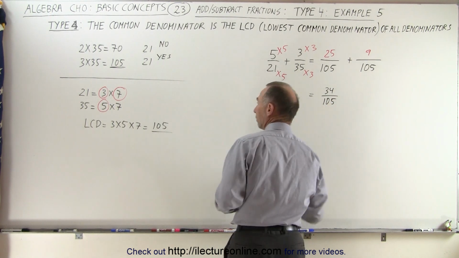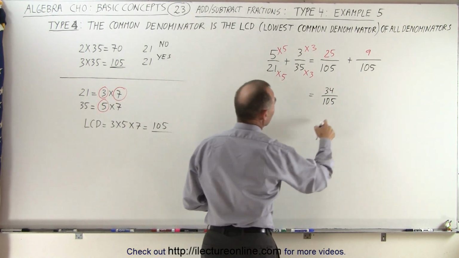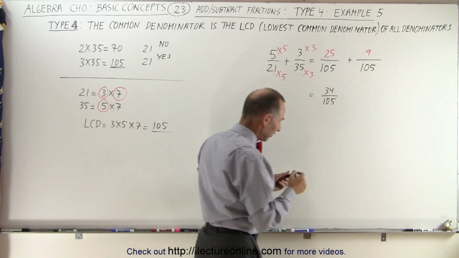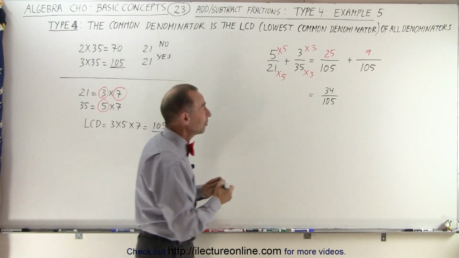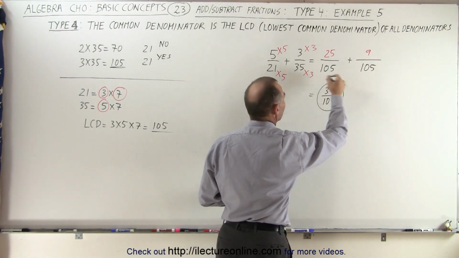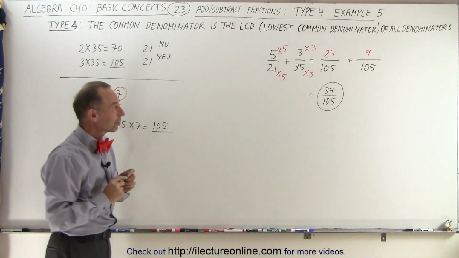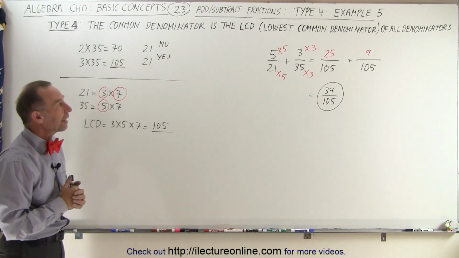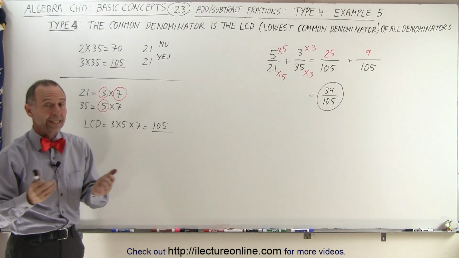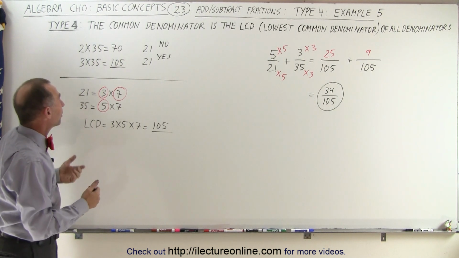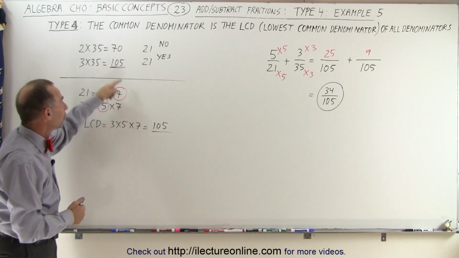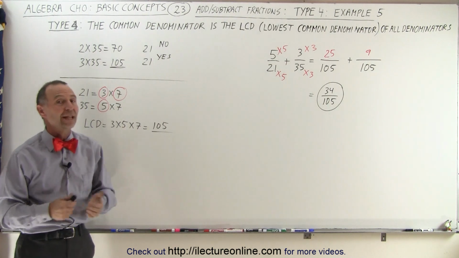Now the factors of 105 are 3, 5, and 7. None of those fit into 34 evenly. 34 is an even number. That would be 2 times 17. So we can't reduce that fraction, which means that this is the smallest reduced fraction, and the answer to our problem. Again, the 2 methods are quite clearly good methods that very quickly zoomed in to the lowest common denominator, and that's how it works.